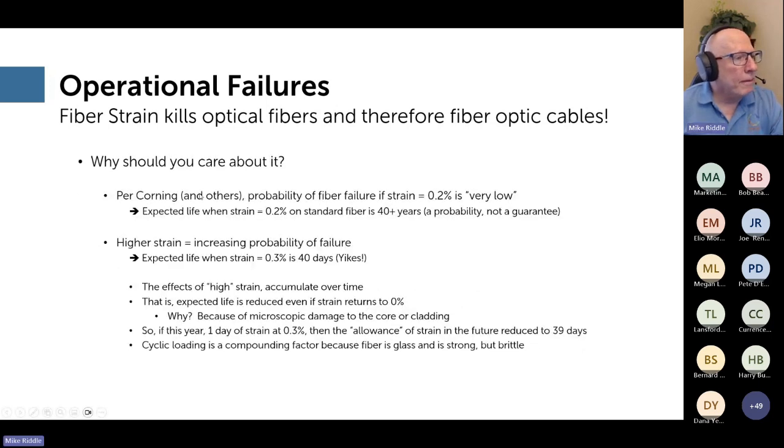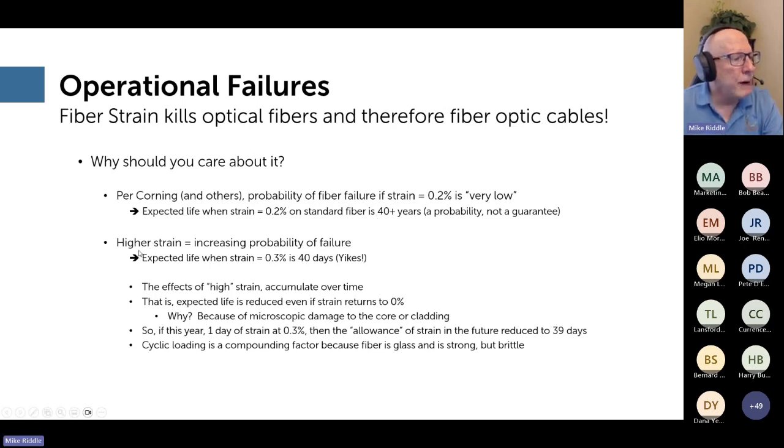So why do you care about it? Well, the major fiber suppliers have said that if the strain is kept at 0.2%, the probability of failure is very low. The exact number doesn't matter. So your expected life at 0.2% is 40 plus years. Now, this is a probability, it's not a guarantee, but that's what you're going off of: the expected life would be over 40 years.